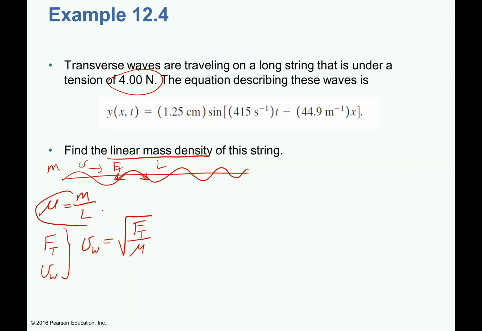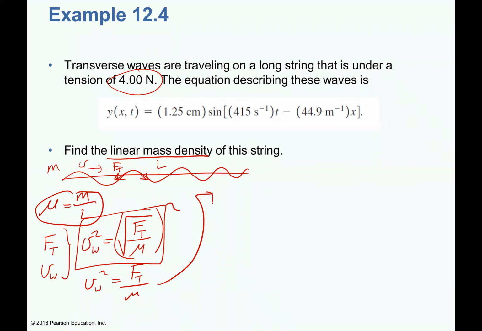That means I have one equation for the linear mass density, which is a simple one if I'm given the mass and the length. But if you're not given that, then there's another equation that relates this linear mass density to the speed of the wave and the tension in the string. Because I can use this equation, where if I take the square of both sides, then I get v_wave squared equals F_T over mu. Then I can solve for mu, which is F_T divided by v_wave squared. And I am given the tension, which is 4 newtons. And if I have the speed of the wave, I can just plug in and calculate and find the mu.